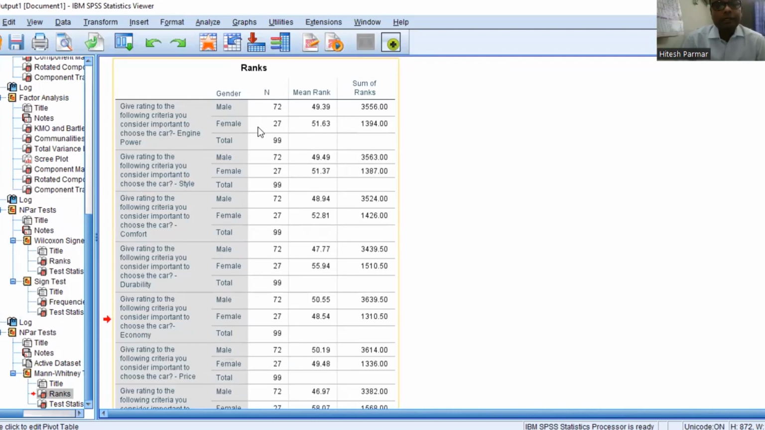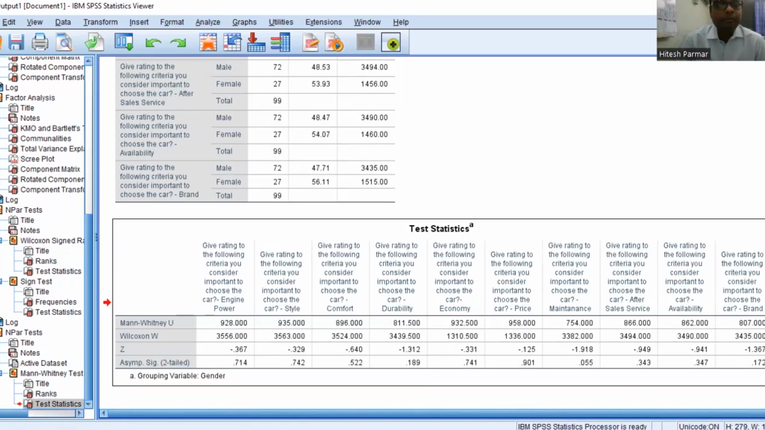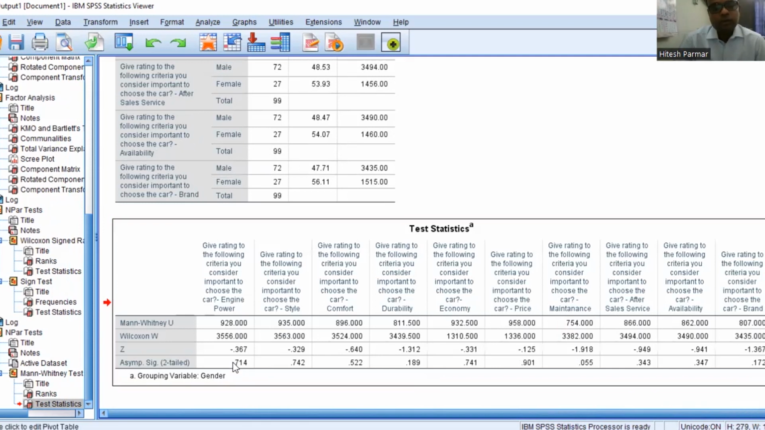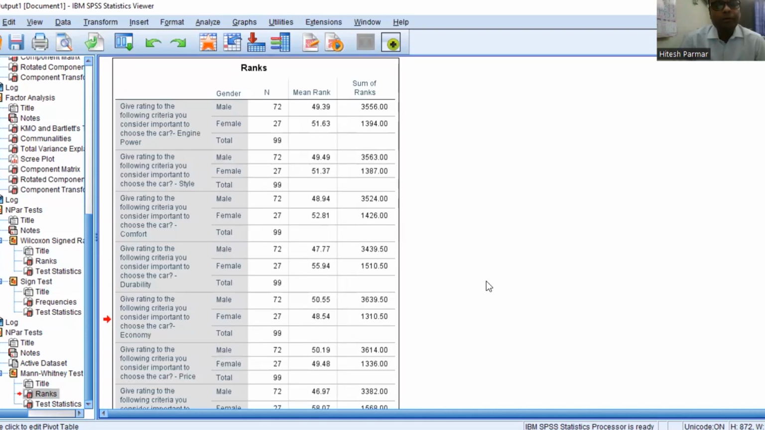Now 72 and 27, these are the sample sizes for male and female. Mean rank, if we observe, is 49.39 and 51.63. A slightly higher female average mean rank is being observed for the engine power as compared to male respondents. But whether it is significant or not, we will get this p value from table number 2, that is test statistics. And it is here, 0.714, last row. So we can conclude that there is no significant difference in the rating of this engine power between male and female respondents.